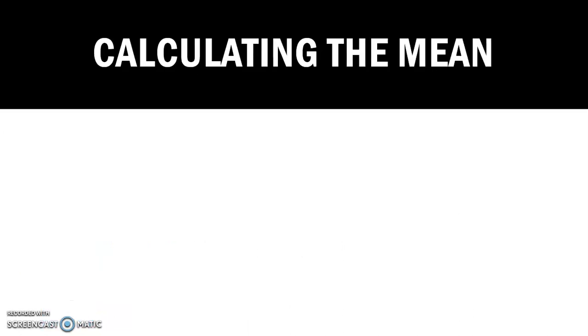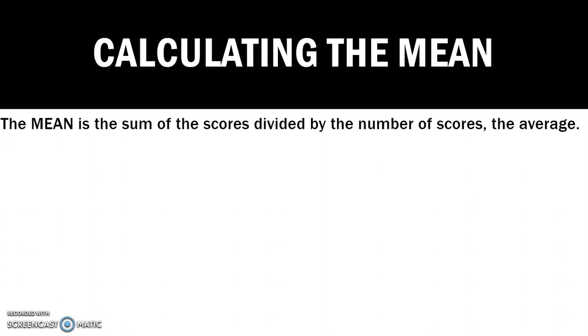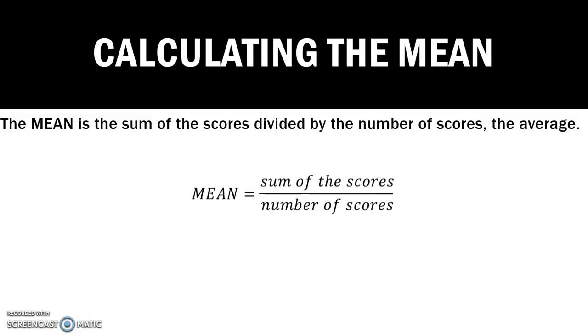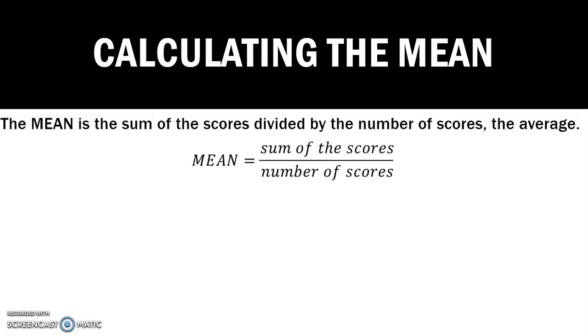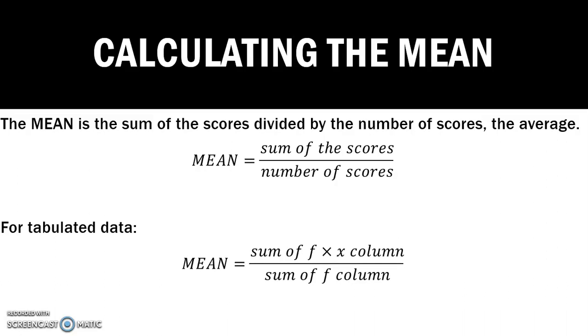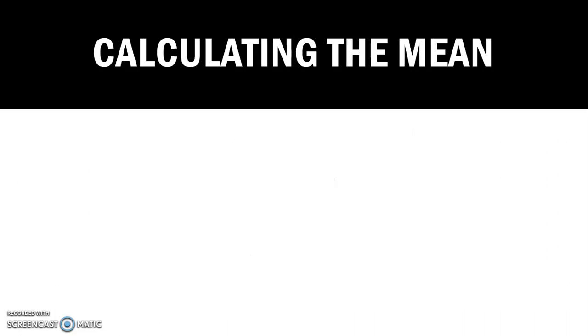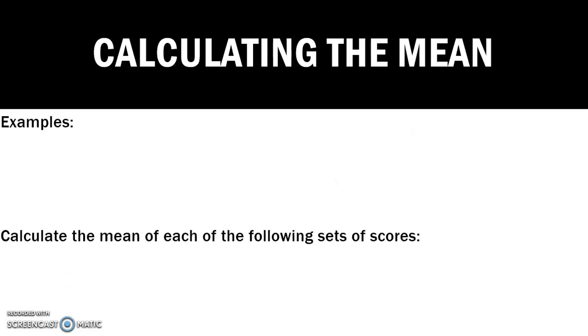Now moving on to calculating the mean. The mean is the sum of scores divided by the number of scores, which we also call the average. You will have seen the mean or the average before, generally in a lot of sporting. So the mean equals the sum of all the scores divided by the number of scores. For tabulated data, that's data in a frequency distribution table, we find the mean by the sum of the F times X column divided by the sum of the F column. Let's look at some examples.